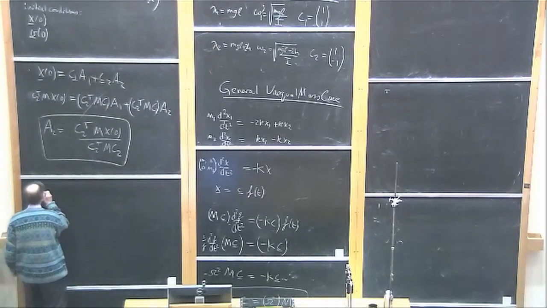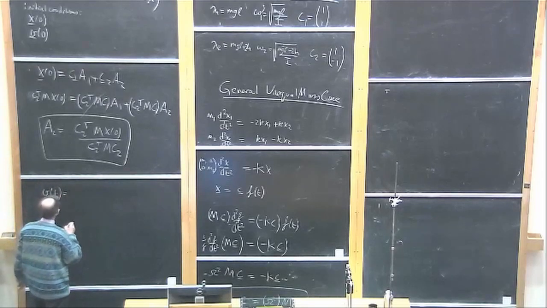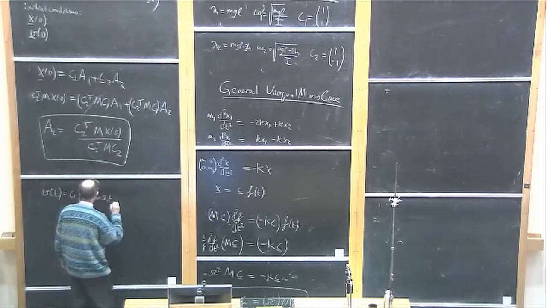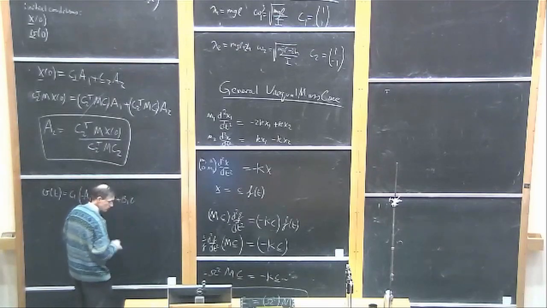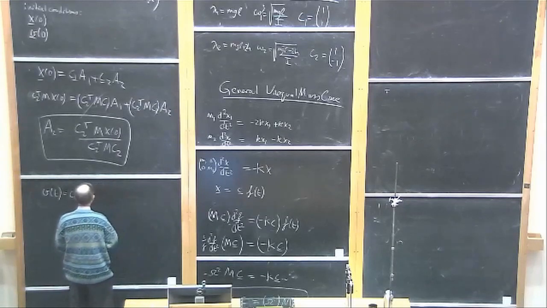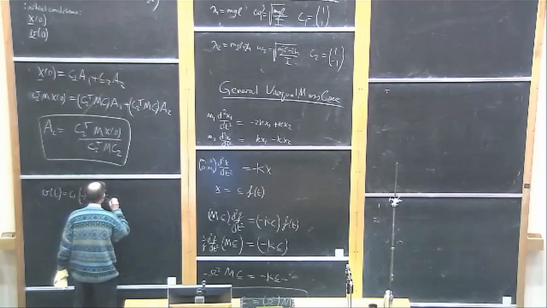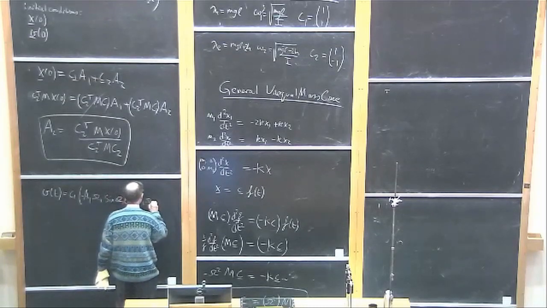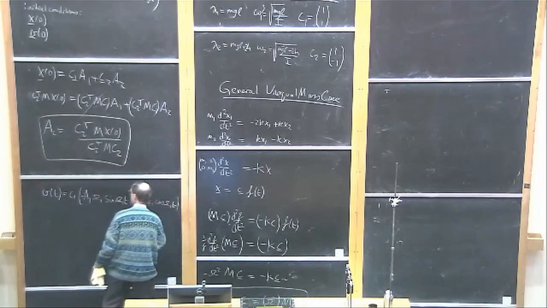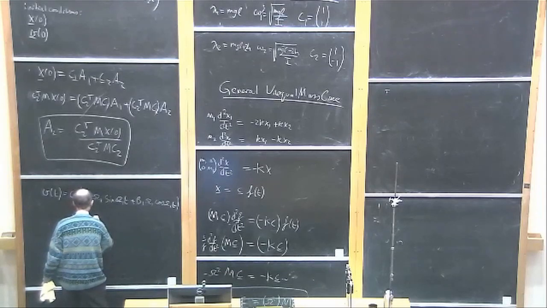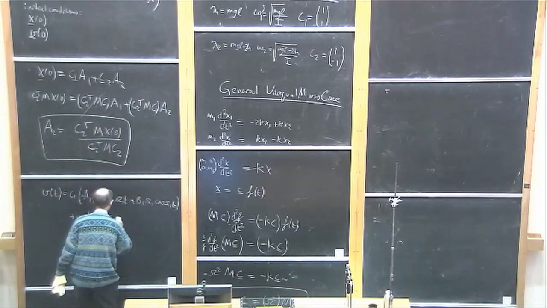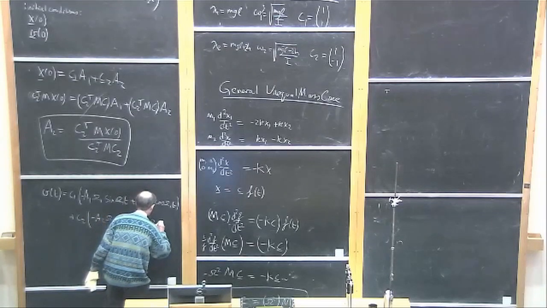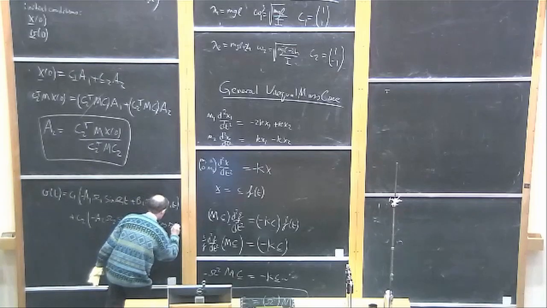And then if we differentiate that to find the velocity, we get C1 times minus A1 omega 1 sine omega 1 t plus B1 omega 1 cos omega 1 t, plus C2 times minus A2 omega 2 sine omega 2 t plus B2 omega 2 cos omega 2 t.